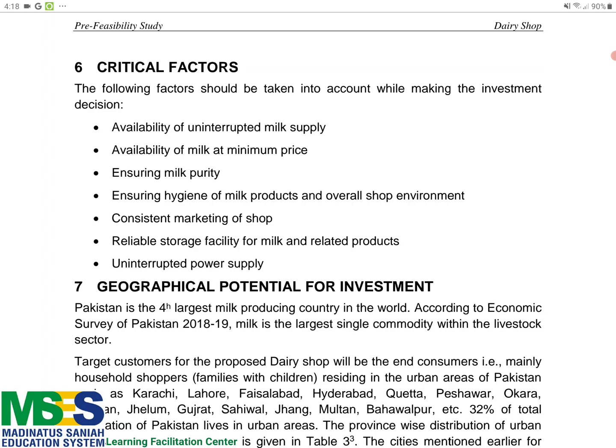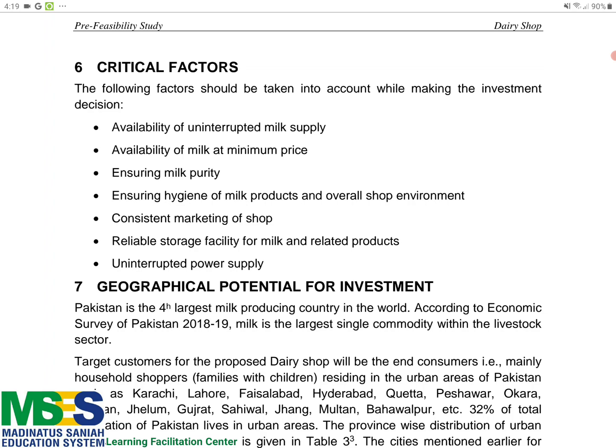First of all, we need money. It's a critical factor. Money was there, and then milk. Why is milk very important? Because it's the main element in a milk-related business. If milk is interrupted, if there is one day when you don't have any milk, your customers would go to other shops.